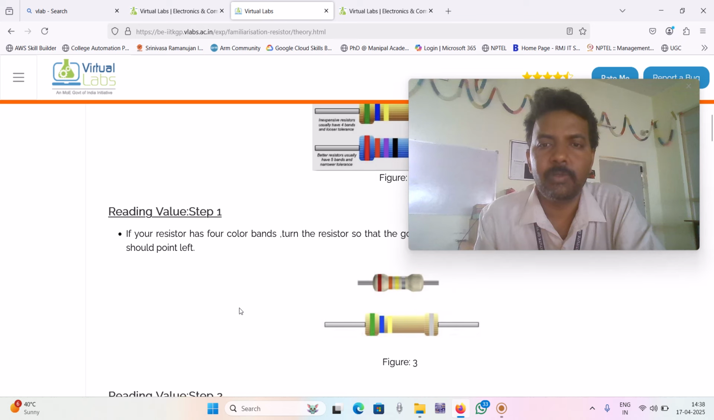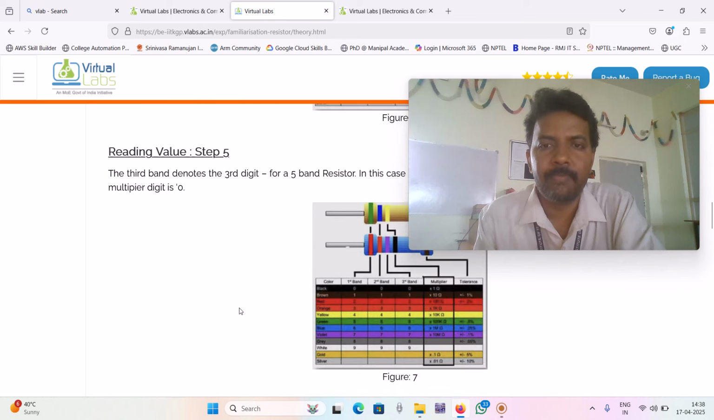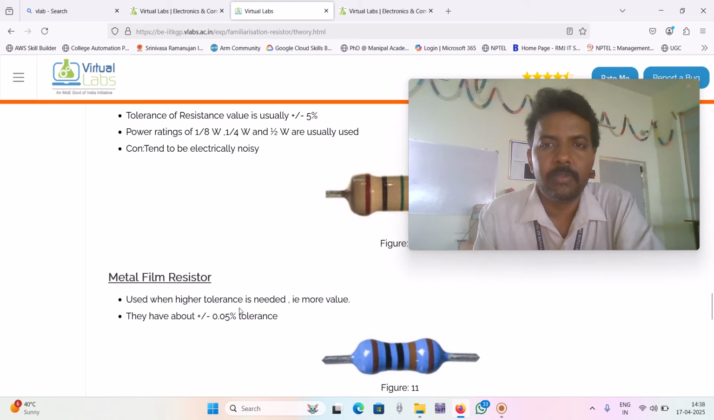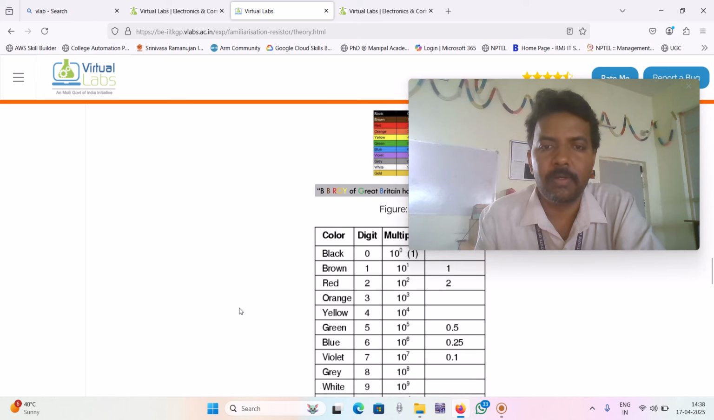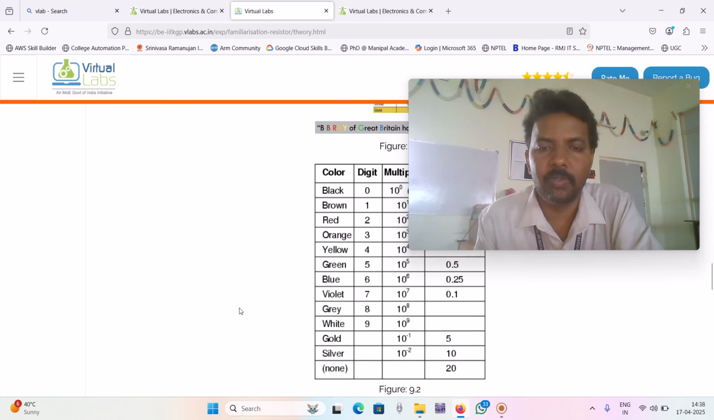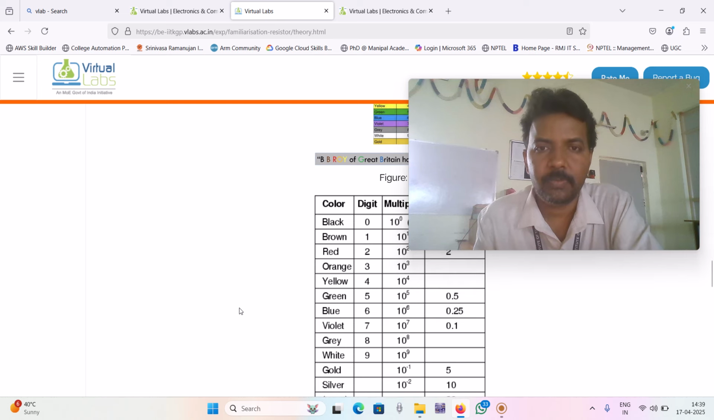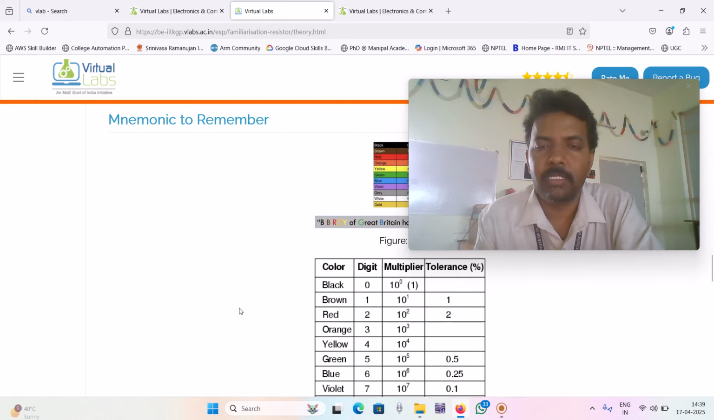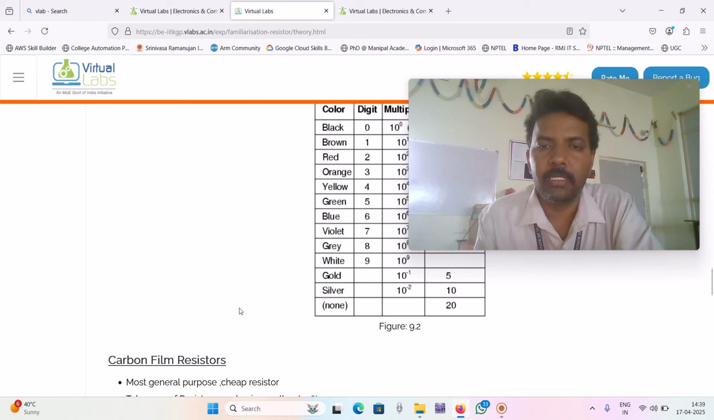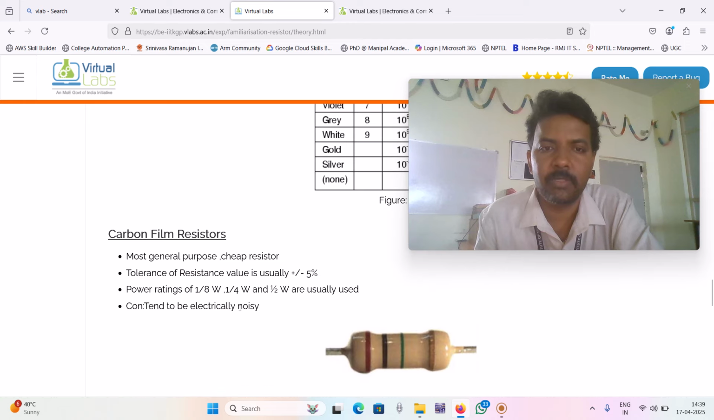It is basically a two-terminal device. These are the basic colors for the resistors: black, brown, red, orange, yellow, green, blue, violet, gray, white, gold, silver, and no color. For each and every color, we are assigning numerical numbers 0 to 9. The multiplier means 10 to the power of 0, 10 to the power of 1, and so on. And for the tolerance, there are three: gold, silver, and no color. The tolerance value for gold is 5%, silver is 10%, and none, that means no color, is 20%, plus or minus.